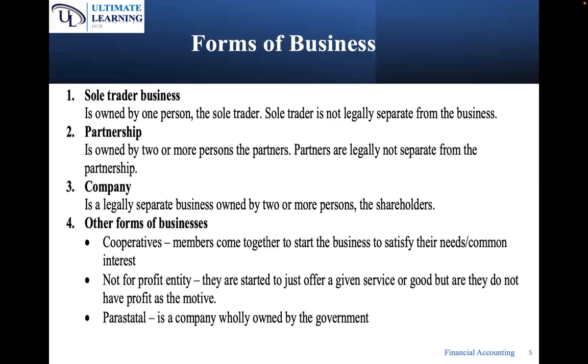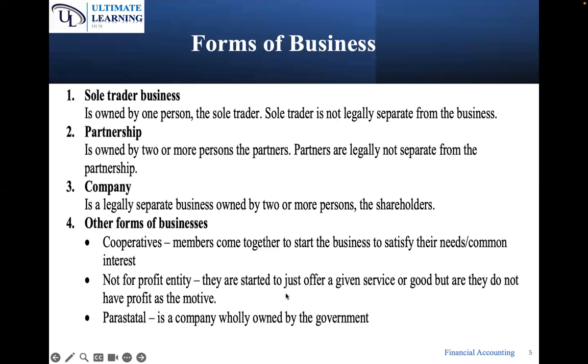But we also have other forms of businesses. Number 1, cooperatives. In cooperatives, there are members who come together to start a business to satisfy their objective, or what we call common interest, or their needs. So these are people who come together with an objective to help them meet or satisfy their common interest. We also have non-profit making business entities.